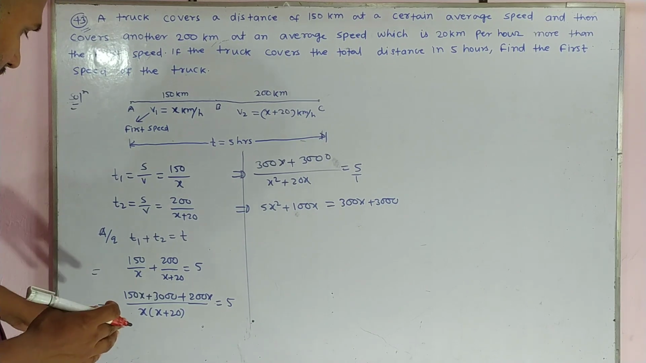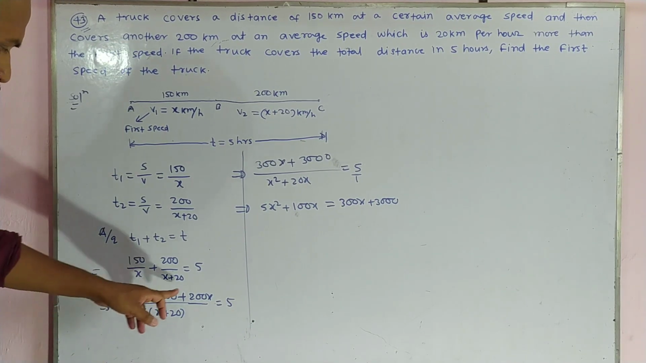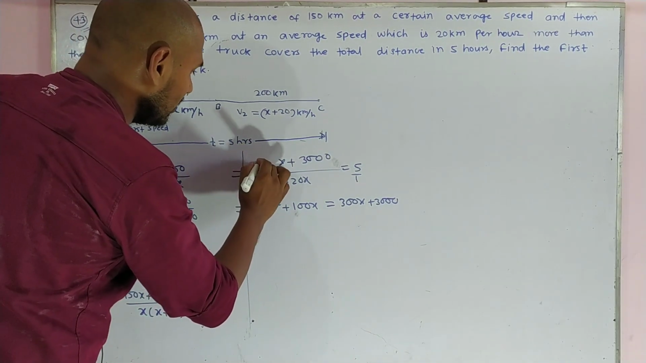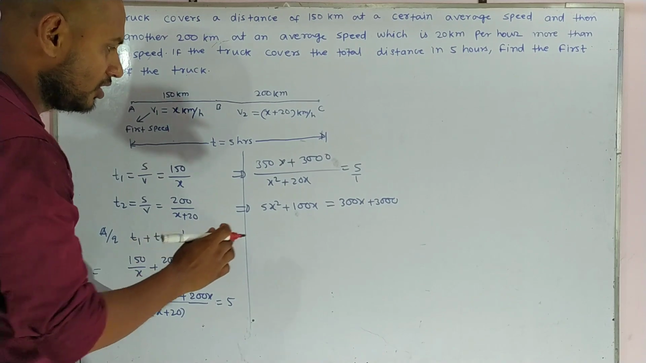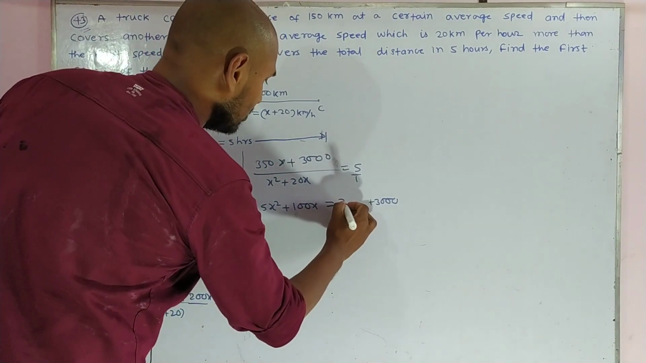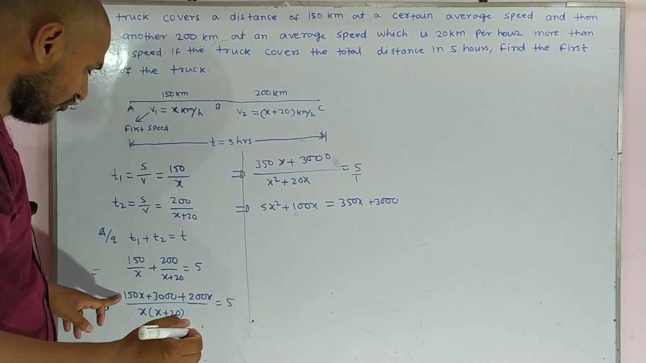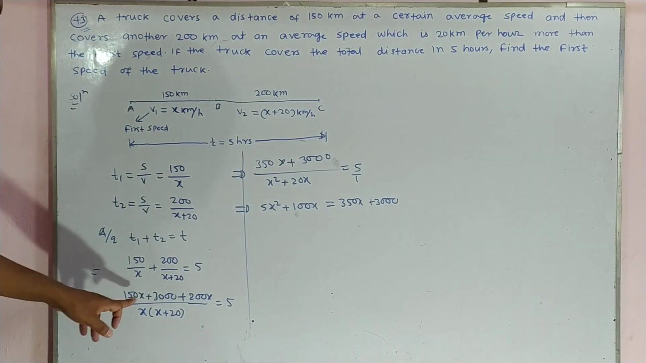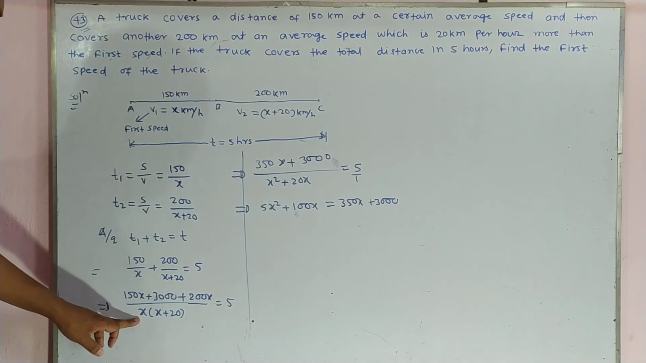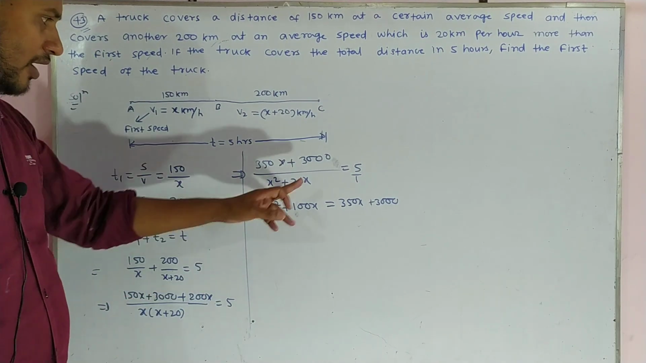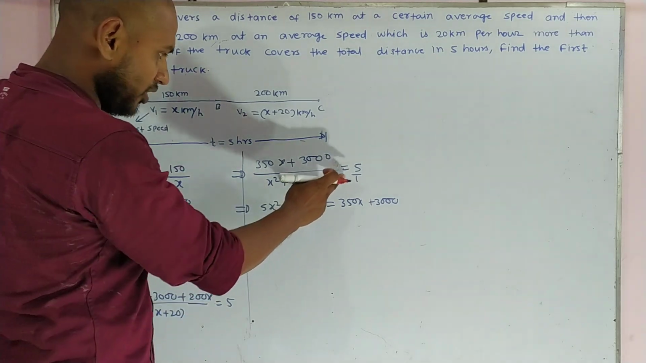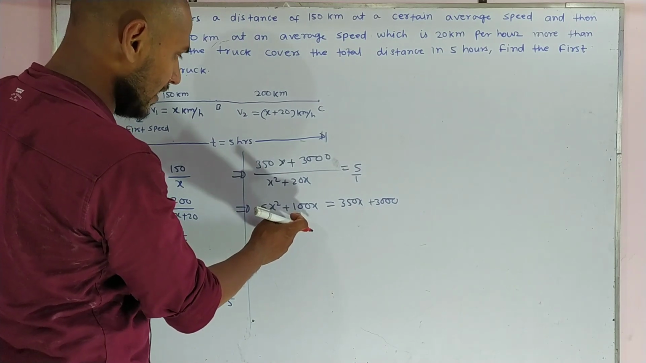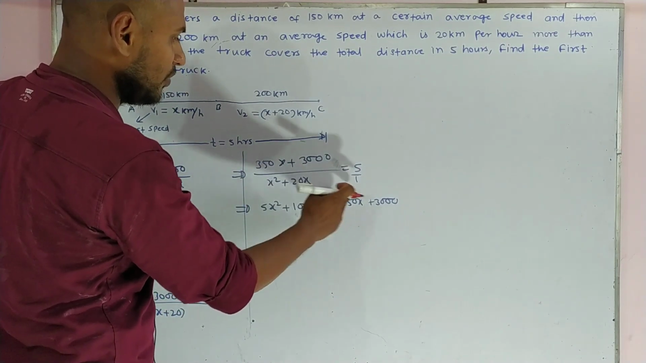I think yes. Here 150x and 200x will become 350x. So you can write here 350x, not 300x. 150x plus 200x becomes 350x, not 300x, plus 3000 divided by x square plus 20x equal to 5 by 1. I hope you are able to follow me. 5x square plus 100x, and 350x plus 3000.